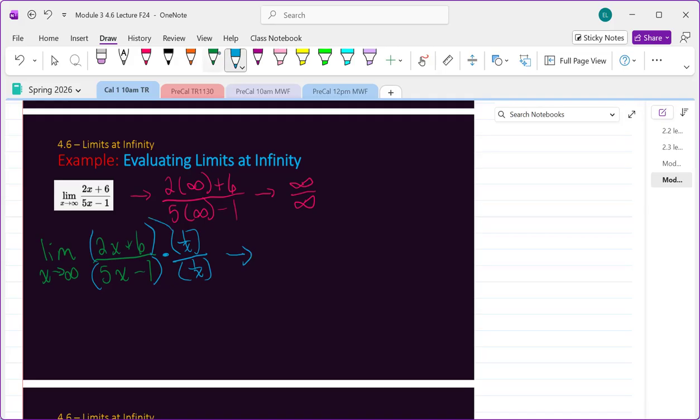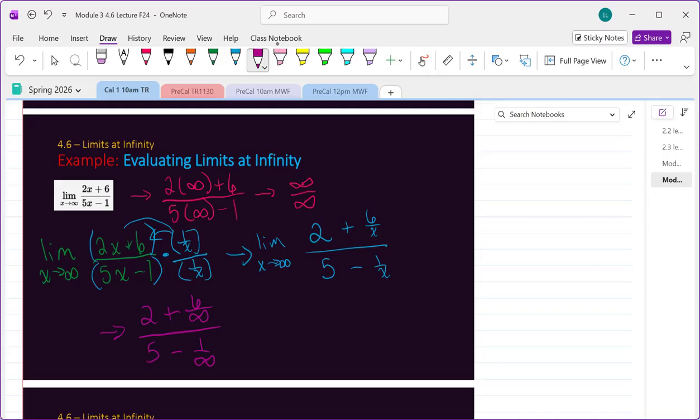So when I distribute that 1 over x through, 2x times 1 over x, oh, let me rewrite the limit, will just be 2 now plus 6 over x. And then on the bottom, we'll have 5 minus 1 over x. So now if I move my limit as x approaches infinity and now evaluate this, now I've got 2 plus 6 over infinity and 5 minus 1 over infinity.